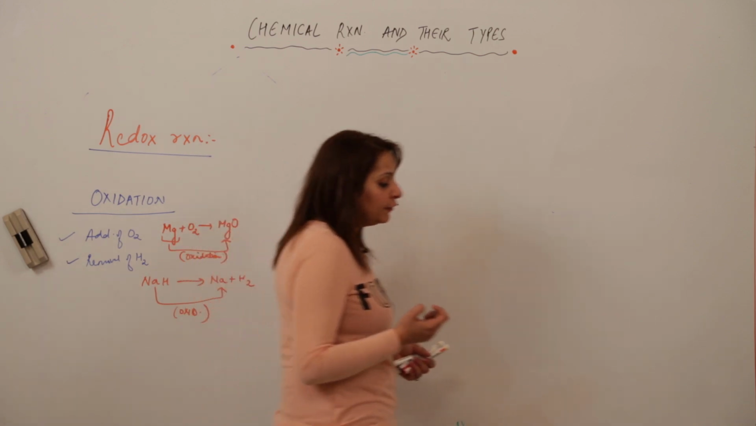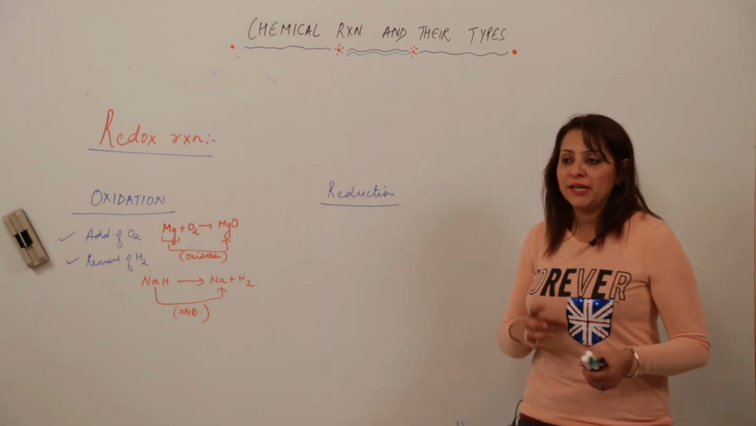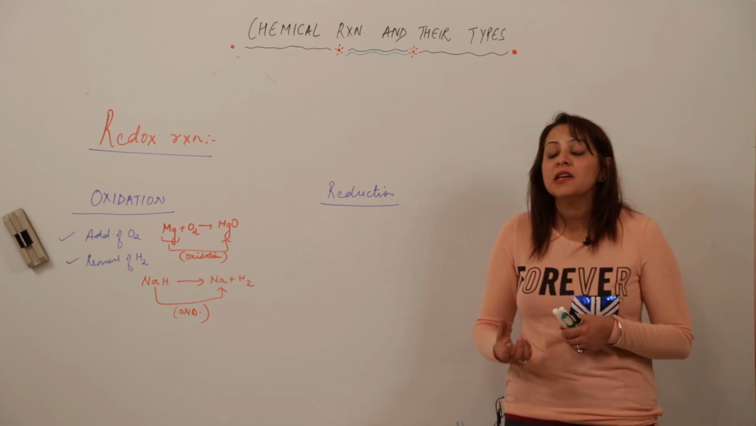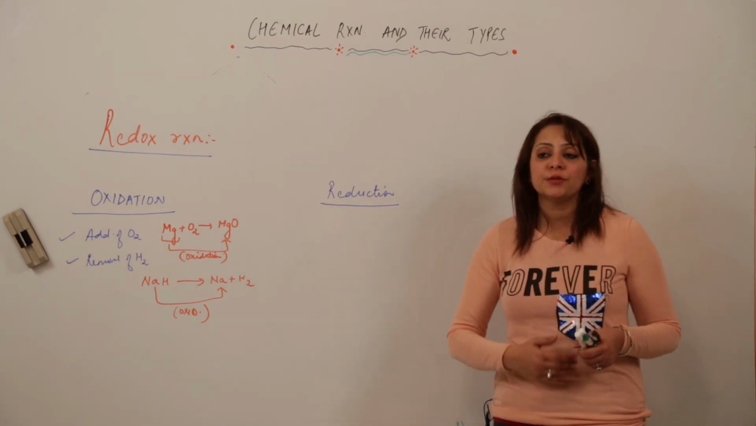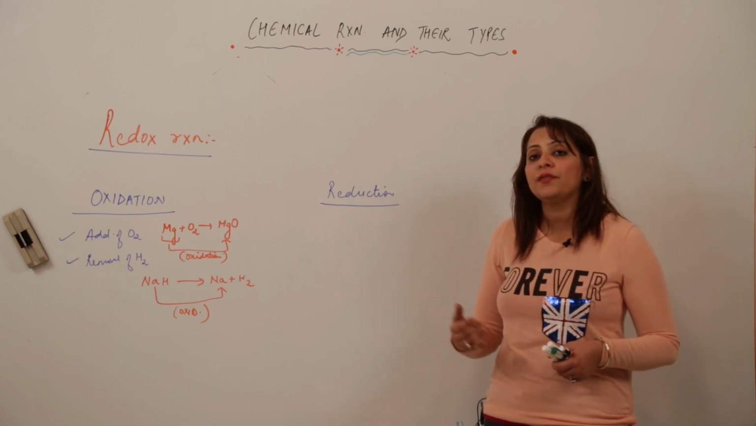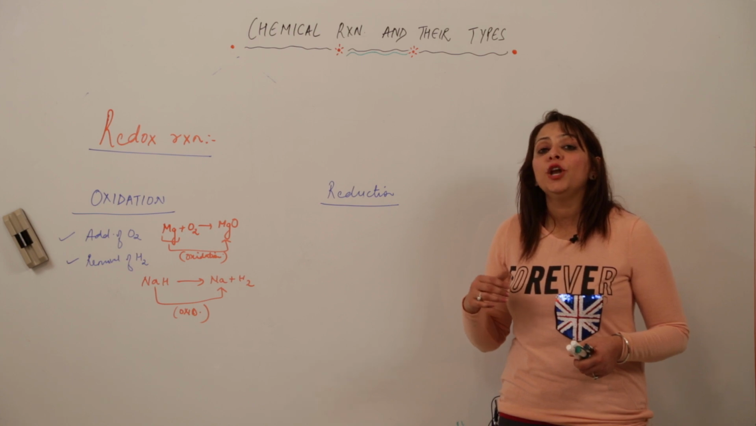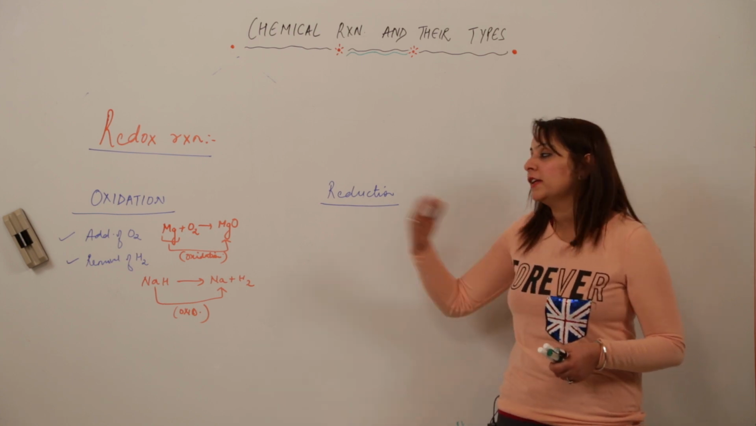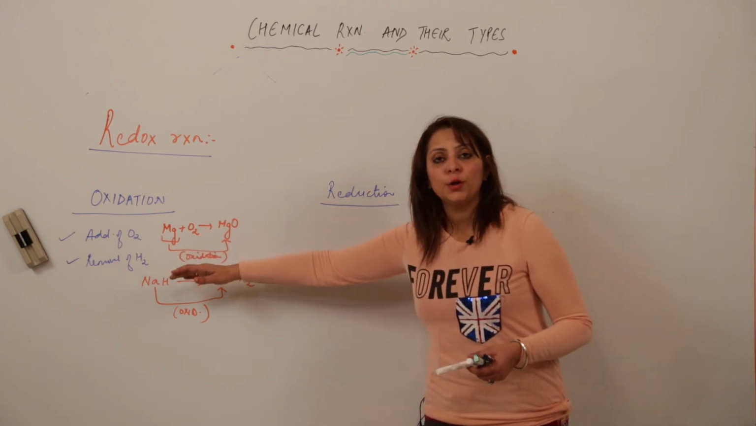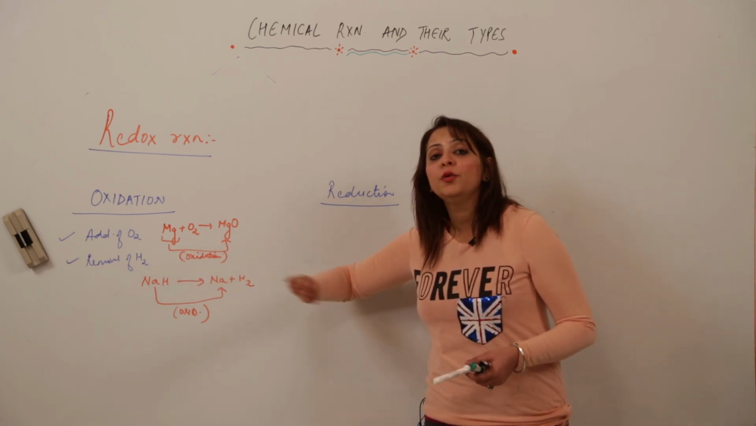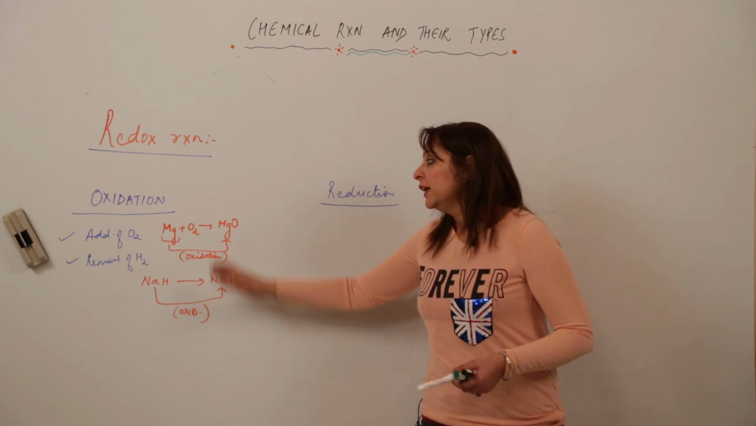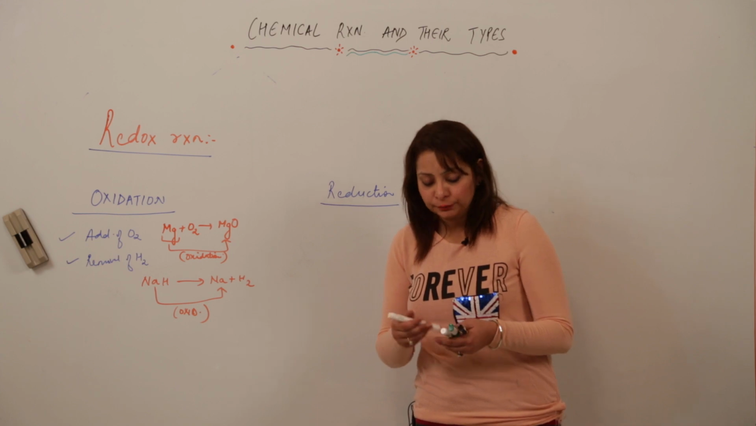And moreover, if instead of oxygen or hydrogen, some other element is added or some other element is eliminated, then any reaction which leads to the addition of an electronegative element and removal of an electropositive element falls under the category of oxidation. Right. So oxidation is addition of oxygen or an electronegative element, or removal of hydrogen or an electropositive element.